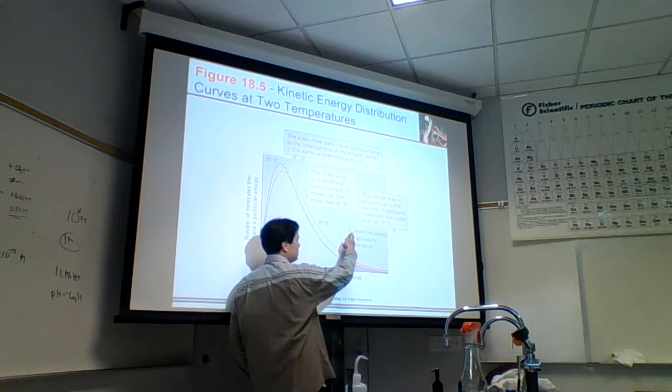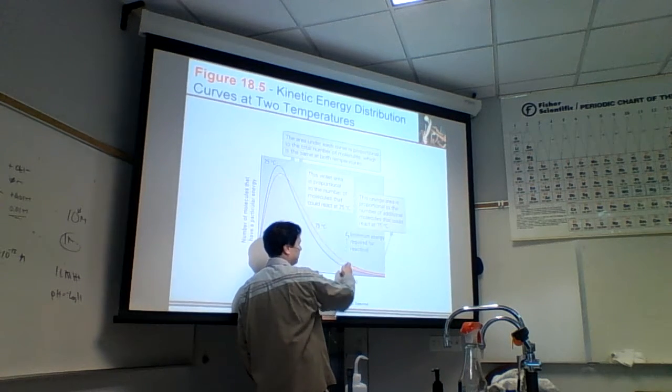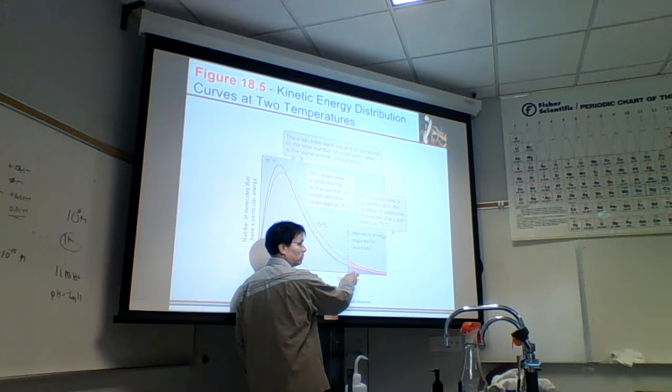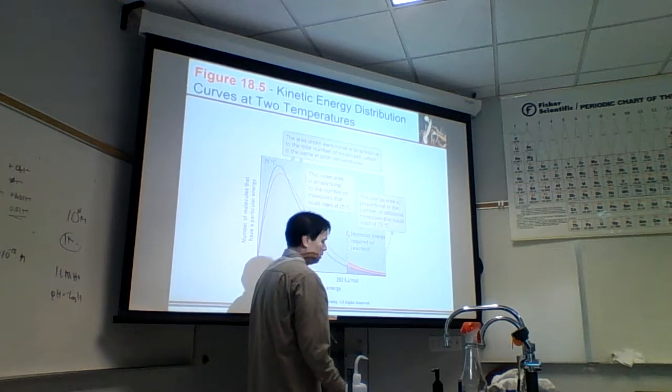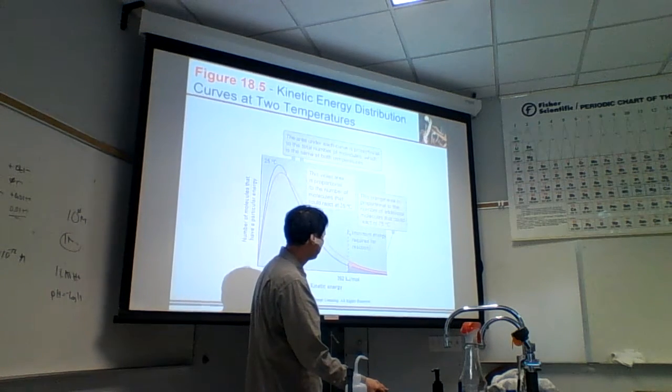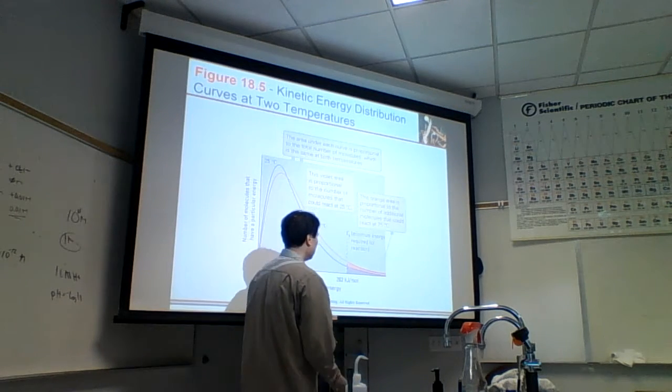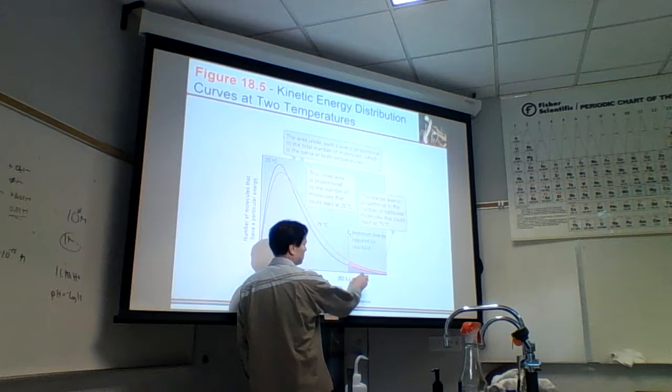And so this is the minimum energy here, E sub A. And so you can see an increase in temperature means the reaction is going to be faster because we've got a greater number of molecules reacting with enough energy. And so the speed of the reaction depends on the temperature.